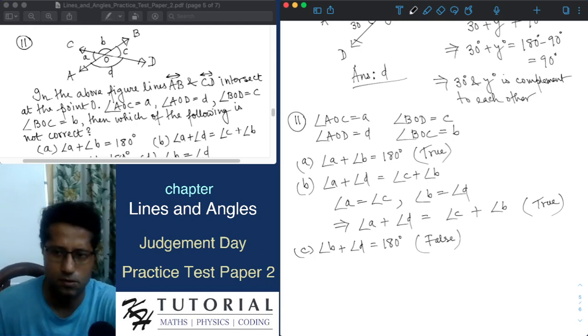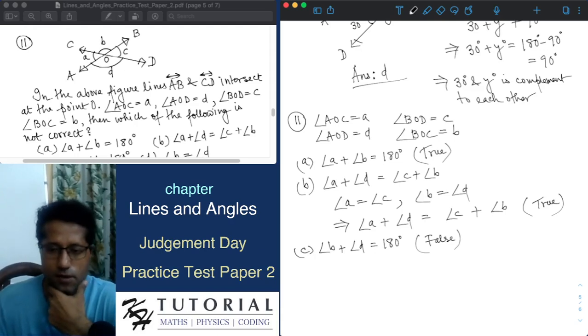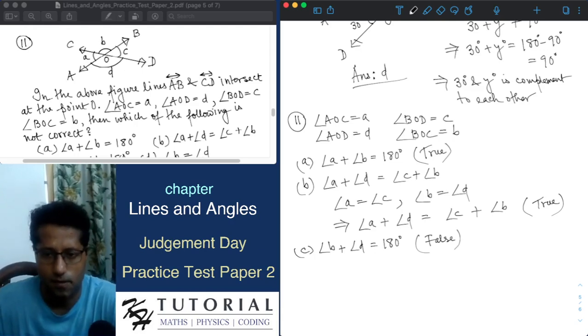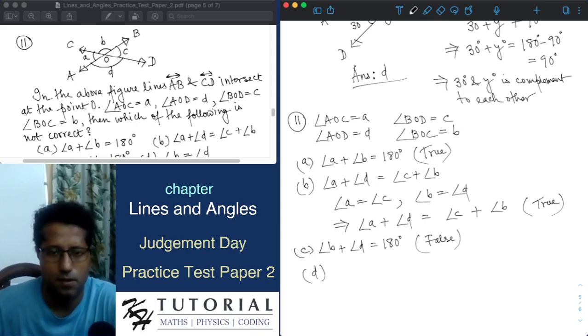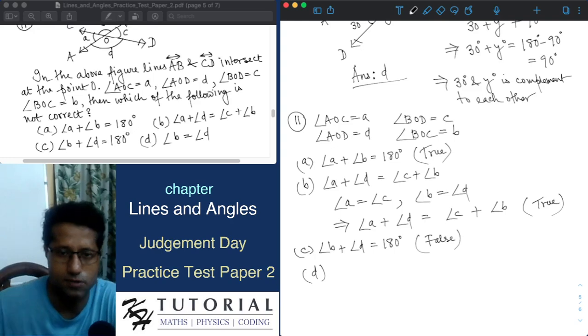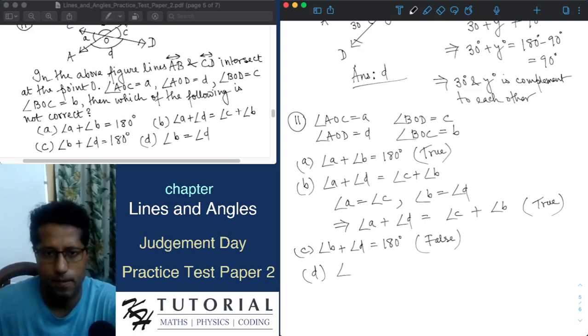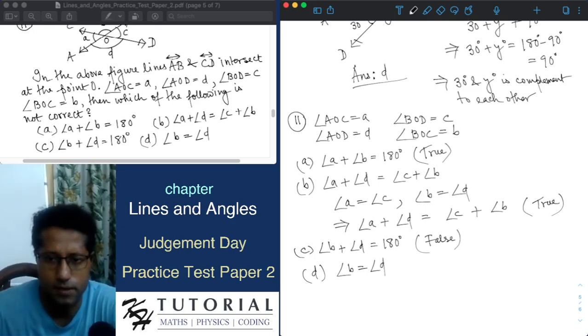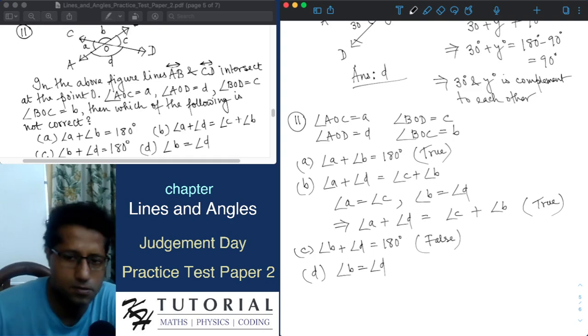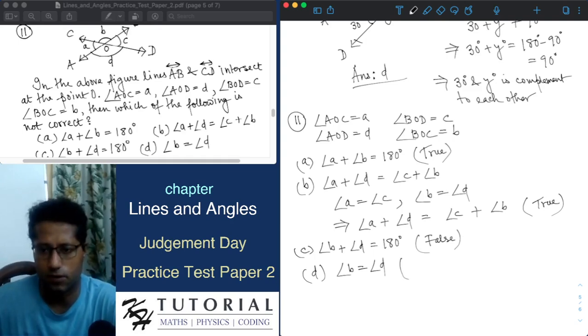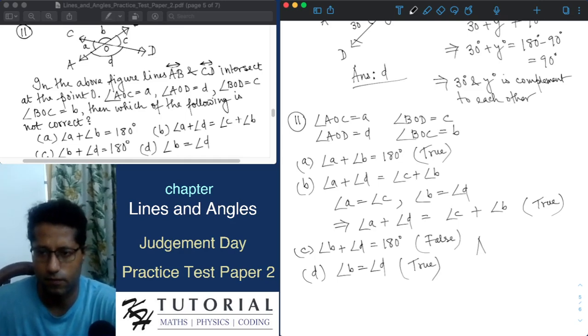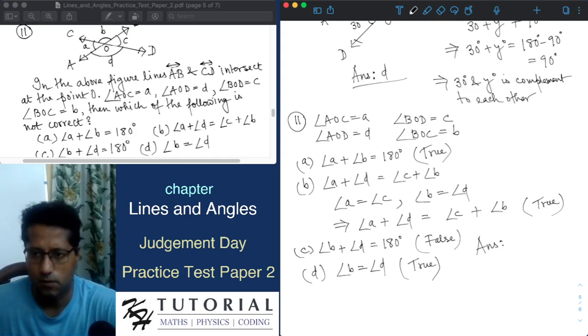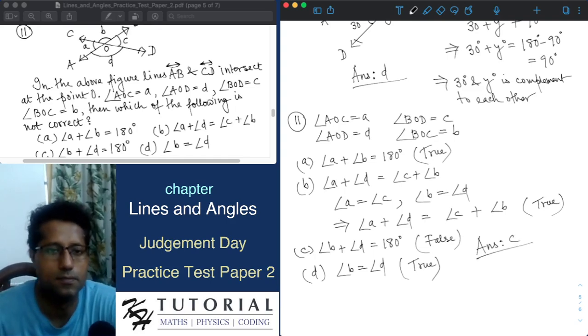So choice C should be the answer. But let's anyway check choice D. What is choice D saying? It is saying that angle B equals angle D. Of course, angle B is equal to angle D because they are vertically opposite angles. So we have to select the choice which is not correct. So the answer is choice C.